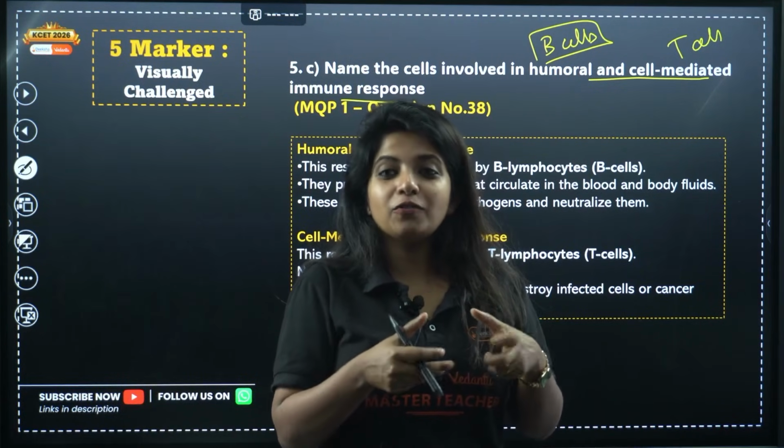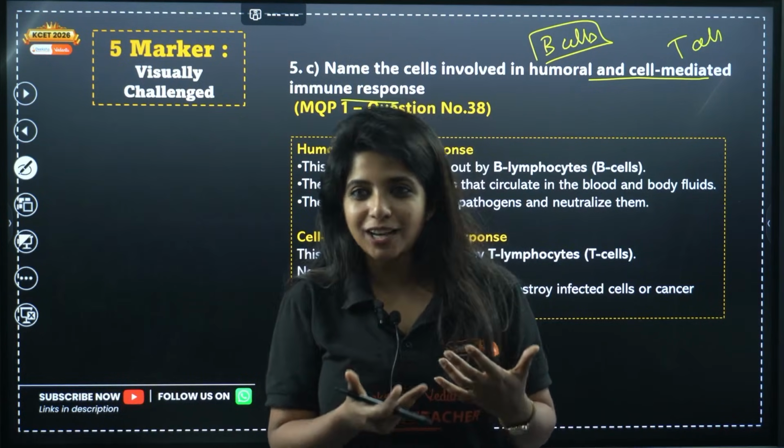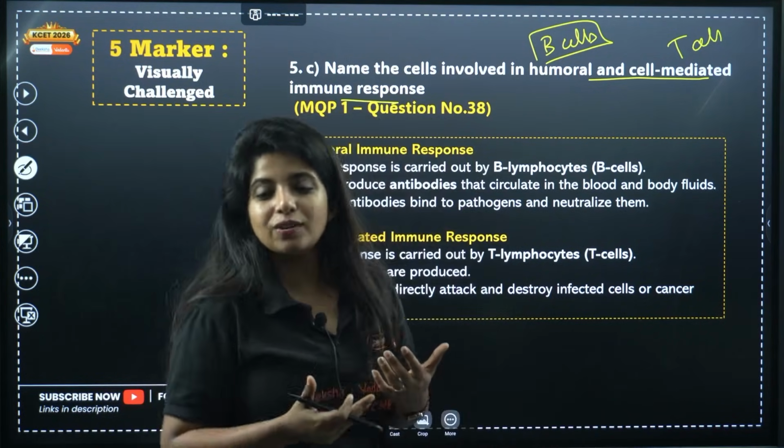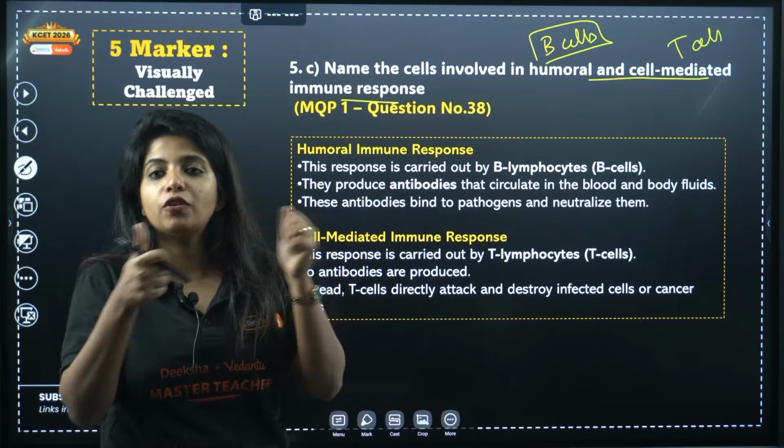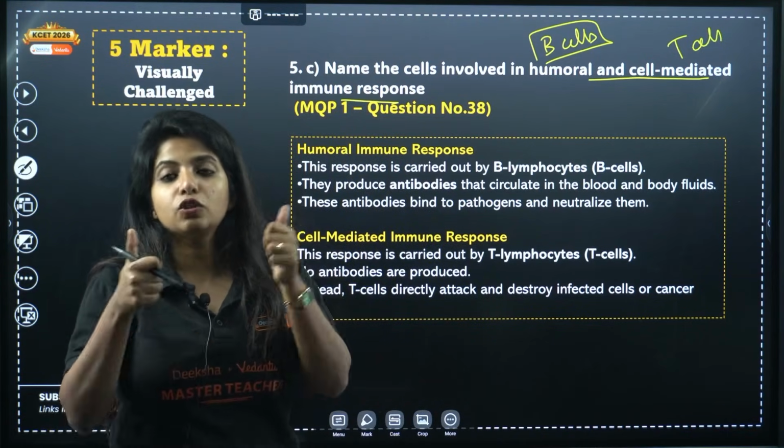Okay, so humoral immunity, that means in our fluid, there are so many cells. Where are these cells coming from? What is their action? What do you call this? So this is known as humoral immunity. Whenever the cells in the blood are responsible for our immunity, we say it is humoral immunity.